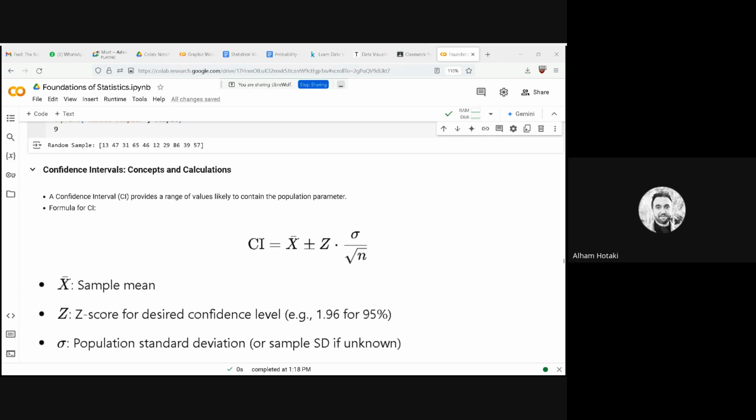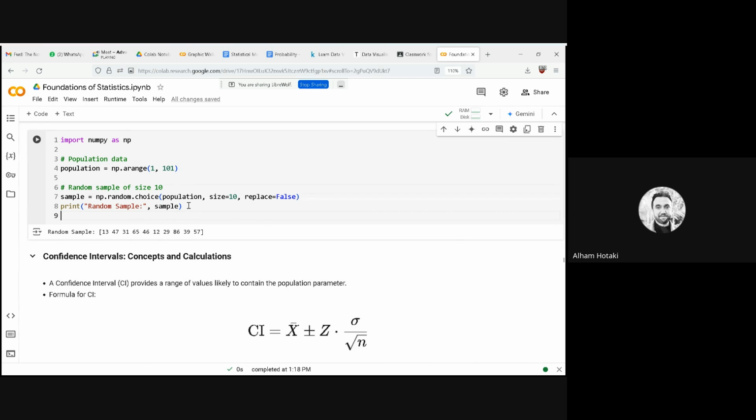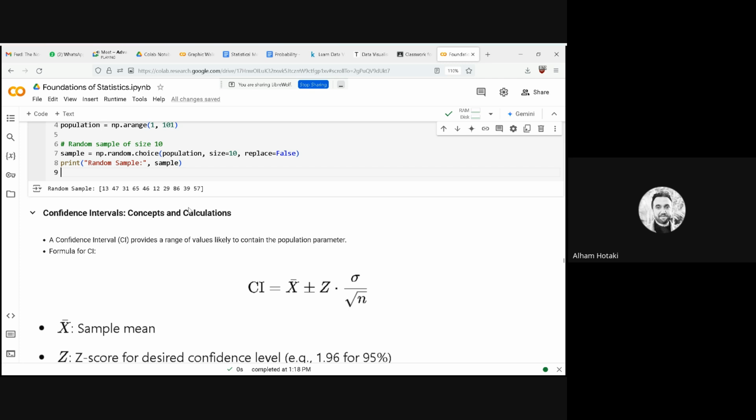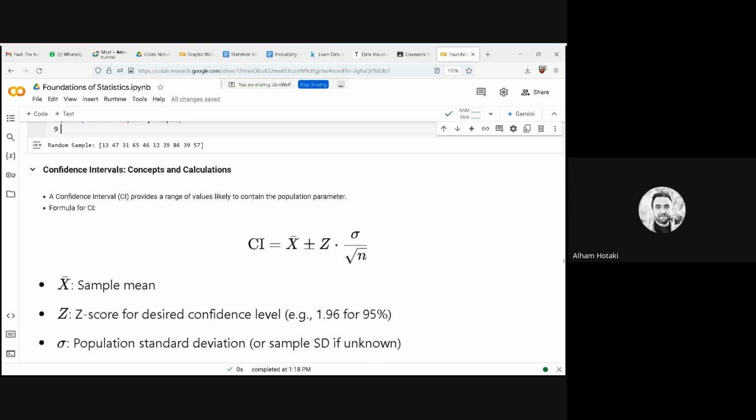Confidence intervals, and discussing what the concept and calculations of it are. A confidence interval, or CI, provides a range of values likely to contain the population parameter. You know what a population parameter is? It means you have a sample, and then you calculate the statistics for that sample. And that sample statistic acts as an estimate of the population parameter.